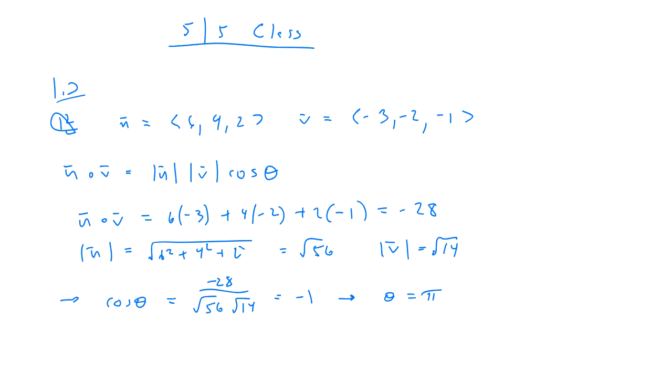So in some ways, this problem has much of what you need from 1.2 and 1.3, which is how to take the dot product, what the definition of the dot product is, and how to get a length. So any questions on this?